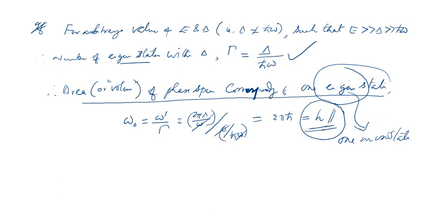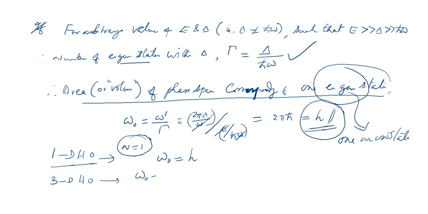What we have taken, once again remember, is a single one-dimensional harmonic oscillator, so capital N is equal to 1. Therefore, the minimum phase space volume omega 0 we got is equal to h. So for one three-dimensional harmonic oscillator, omega 0 will be equal to h into h into h, which is h cube.